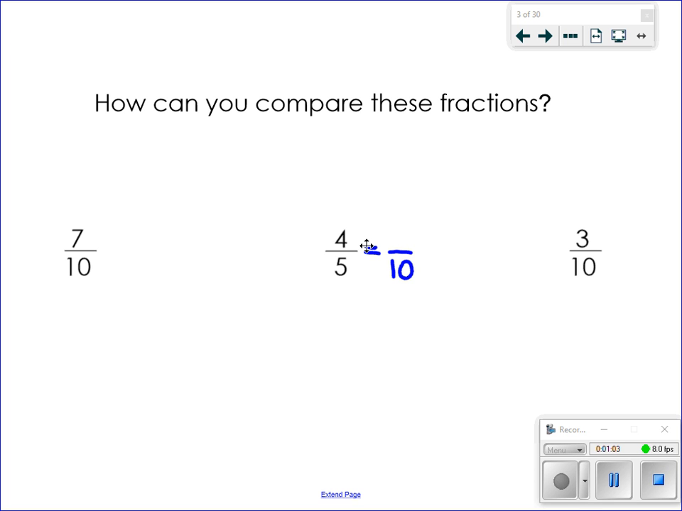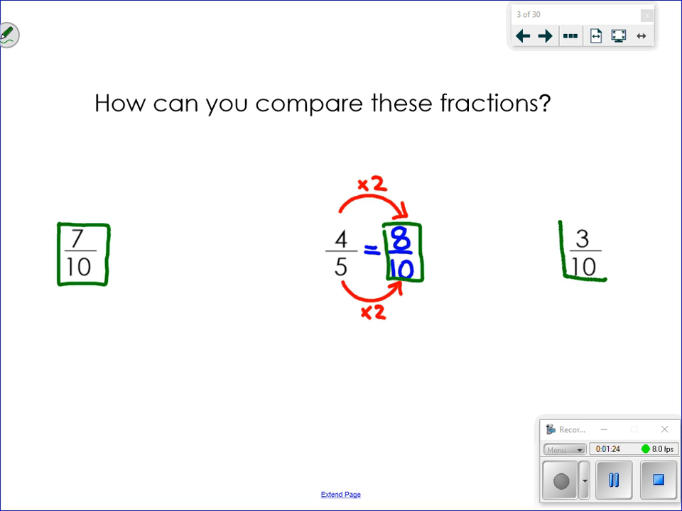Okay? So I'm multiplying my denominator by 2. So I do the exact same thing in the numerator, multiply my numerator by 2, and 4 times 2 is 8. So 8 tenths is equivalent to 4 fifths. Now that I have all 3 fractions in tenths, I have 7 tenths, 8 tenths, and 3 tenths. It's much easier to compare and to figure out which fraction would be the smallest fraction and which fraction would be the greatest fraction. Well, 7 tenths, 8 tenths, or 3 tenths?